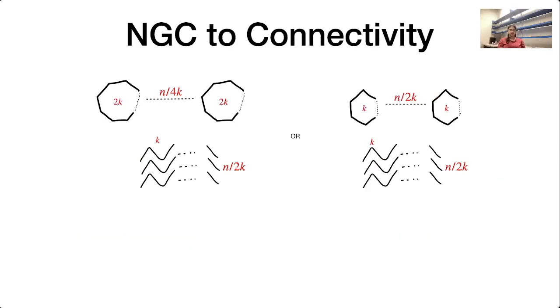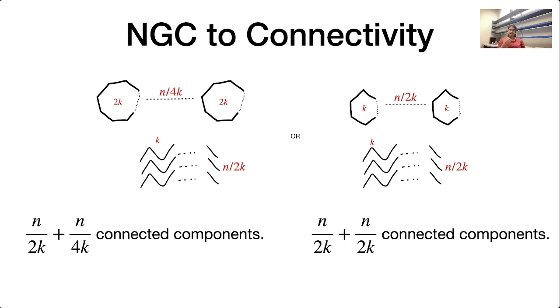So what is the relation between this graph and connectivity? In the first case, the total number of connected components is n over 2k for the paths and n over 4k for the cycles. And in the other case, it's n over 2k again for the paths and n over k for the cycles. There is a difference of n over 4k in the number of connected components. So if epsilon was less than 1 over 8k, we can actually distinguish between these two cases with just the estimation of the number of connected components.